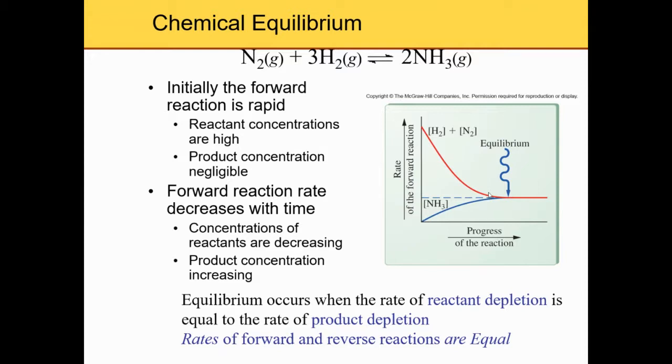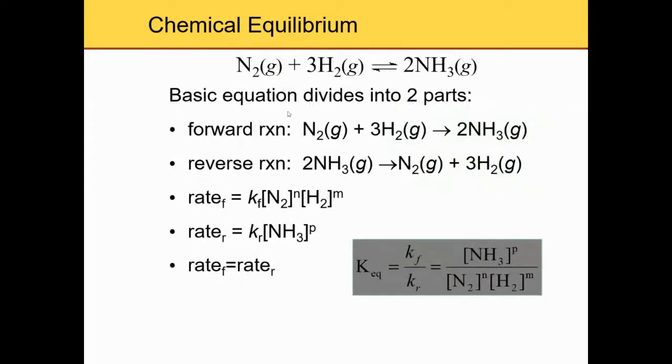And then you can introduce the idea I just showed you from the beginning, for the forward reaction: nitrogen plus hydrogen to ammonia here. The forward rate will be like this: rate F equals Kf multiplied by the concentration of nitrogen to the power of n and hydrogen to the power of m. And then rate R, the reverse from ammonia back to nitrogen and hydrogen, will be the concentration of these. And at equilibrium, the rate of F will equal the rate of R.